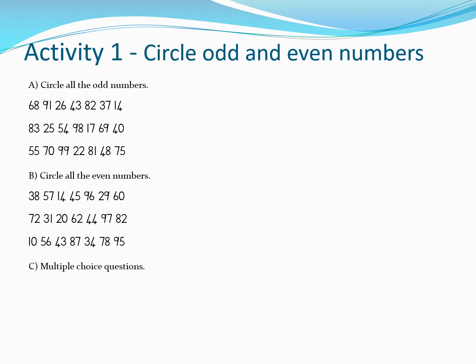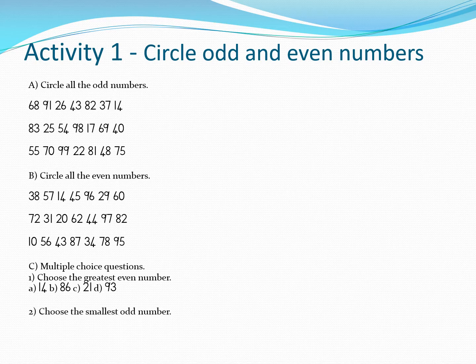Then, question C is a multiple choice question. You must choose the greatest even number. Now remember, greatest, what it means, and remember what is even. The answers you can choose from are A, 14, or B, 86, or C, 21, or D, 93. Pause the video. Choose your answer and write it down. Then the second part of this question is choose the smallest odd number. You can only choose between A, 71, B, 52, C, 46, and D, 39. Pause the video, write your answer down, and then let's see how you did.